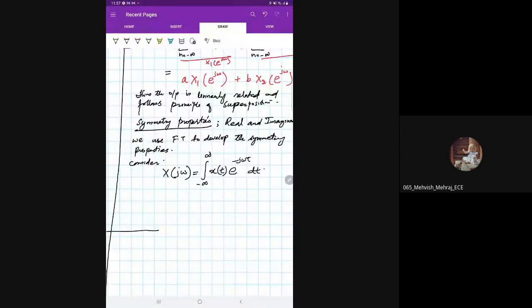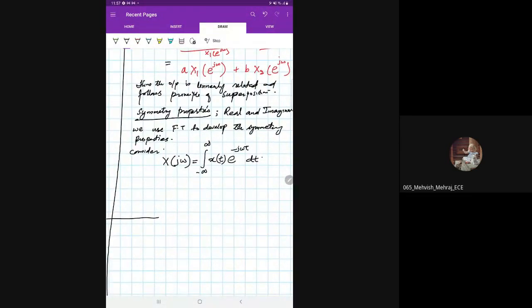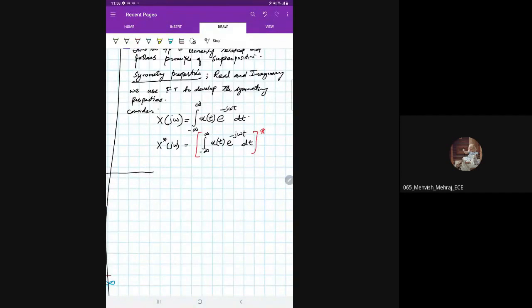Now for this equation, suppose we take the conjugate. We can write X conjugate, X star of j omega, equal to the same integral of x of t e raised to power minus j omega t dt, but the only thing is that I have to take the conjugate of it. So the left side conjugate will be equal to the conjugate of the right hand side. How will we take the conjugate of the right hand side?